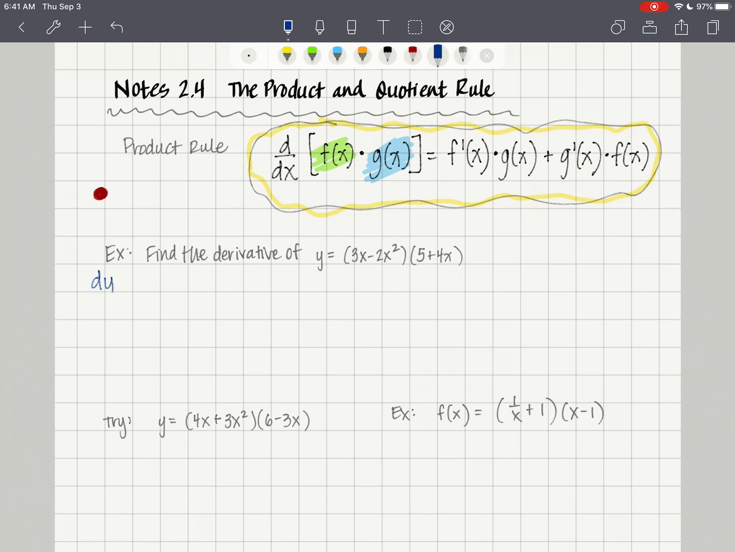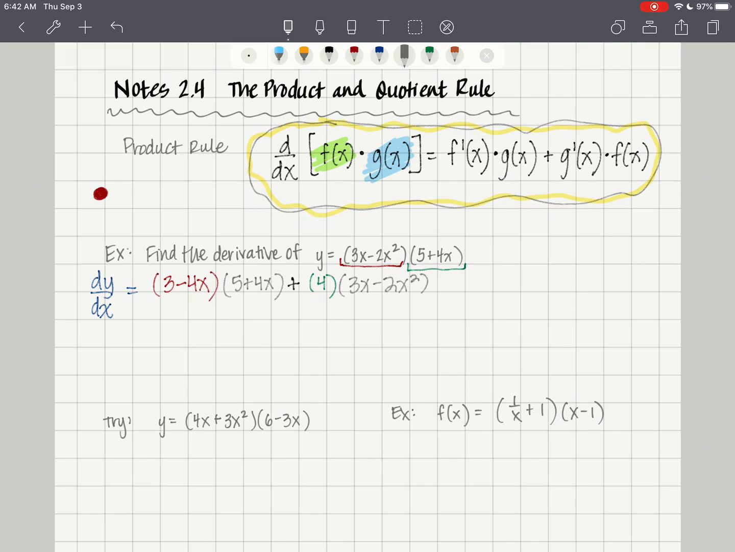Let me get to it here. So the derivative of y with respect to x is equal to, I'm going to find the derivative of the first. The derivative of the first is 3 minus 4x. And then I'm going to take that times the second. So that's 5 plus 4x. And then I've got plus the derivative of the second. The derivative of the second is 4 times the first, which is 3x minus 2x squared.